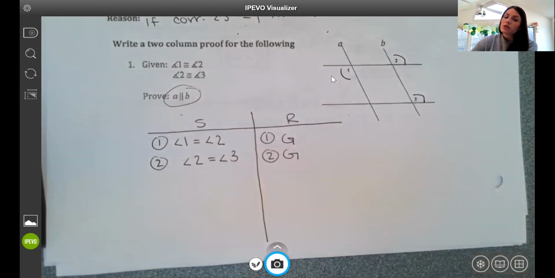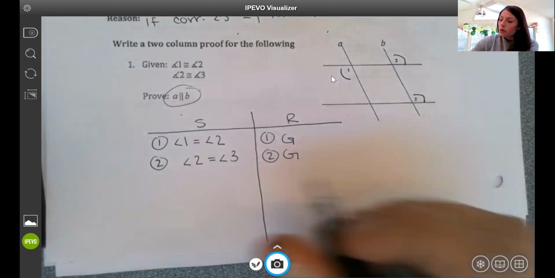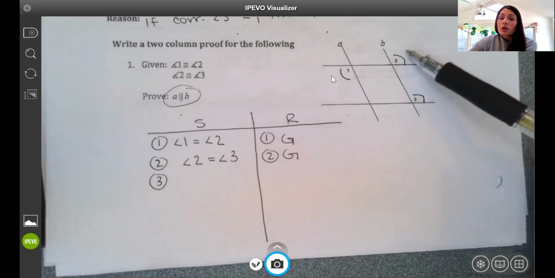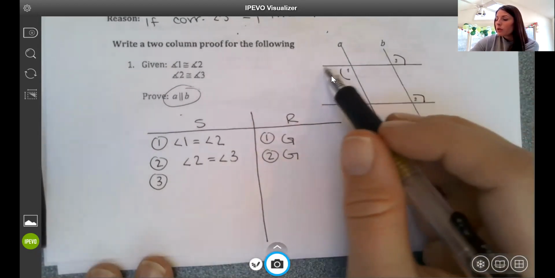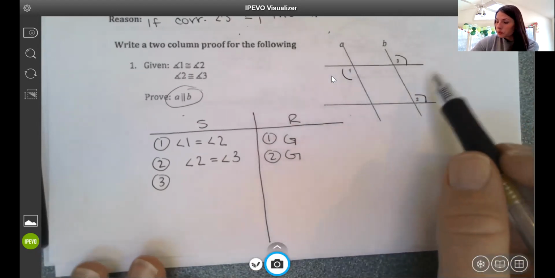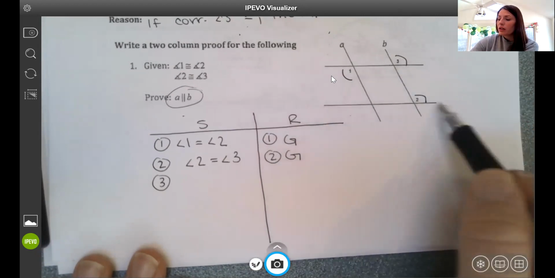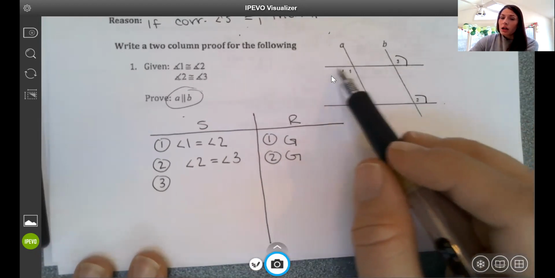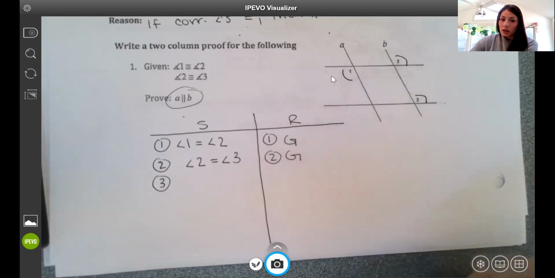So then what do we know is true? If 1 is congruent to 2 and 2 is congruent to 3, what else must be true? First of all, neither of those tell me that A and B are parallel right now. 2 and 3 are corresponding, but they're corresponding for these lines, not A and B. And I'm trying to say A and B are parallel. 2 and 3 are corresponding angles on the other lines that aren't even labeled. So that doesn't help me. 1 and 2 are also not anything in relationship to A and B.